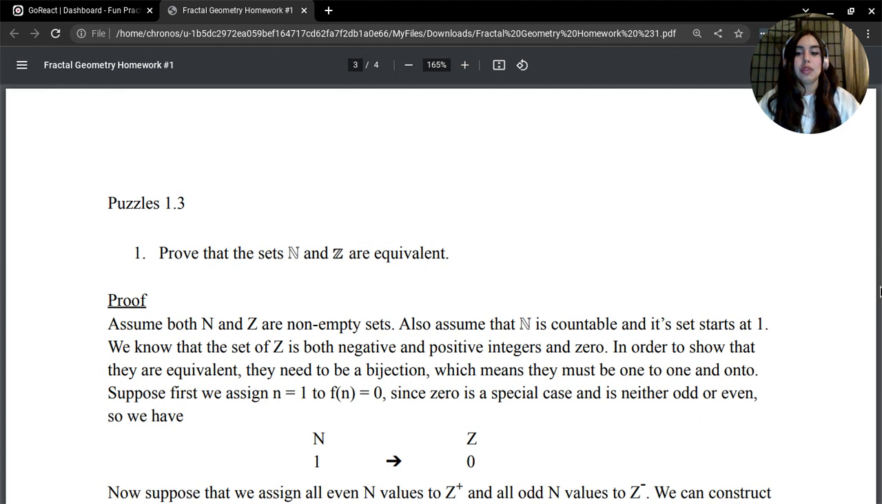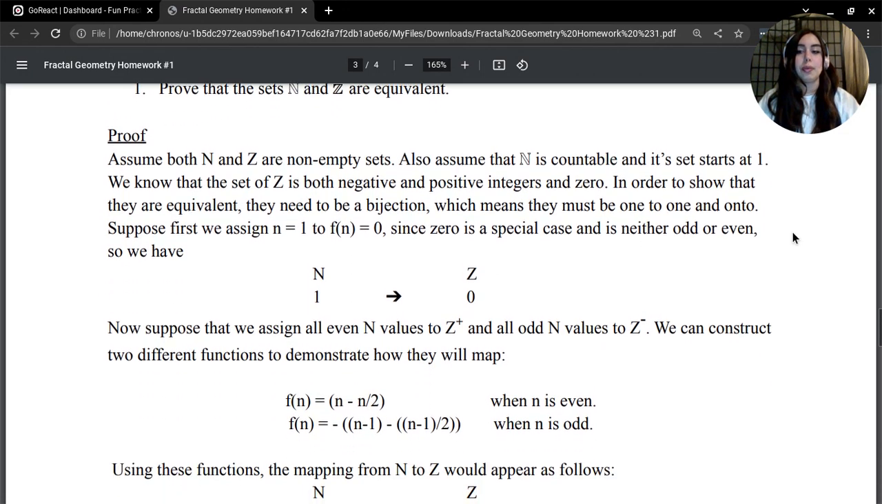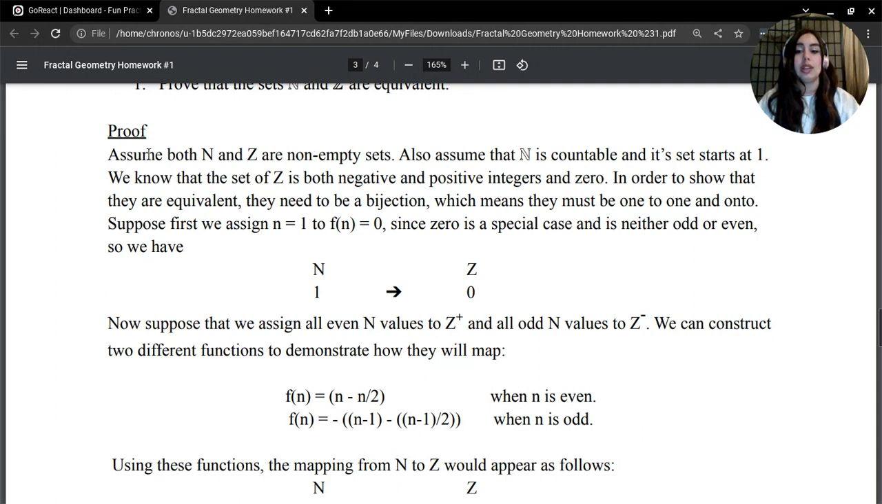My fun proof for today is going to be based on my fractal geometry homework that I did this week. And that is to prove that the sets N and Z are equivalent and thus showing that Z is countable. So to start off the proof, we have to assume both N and Z are non-empty sets. Also assume that N is countable and its set starts at 1, since we know that Z is both negative and positive integers and 0.